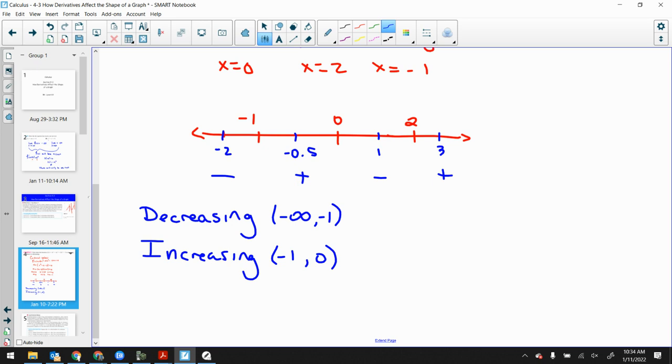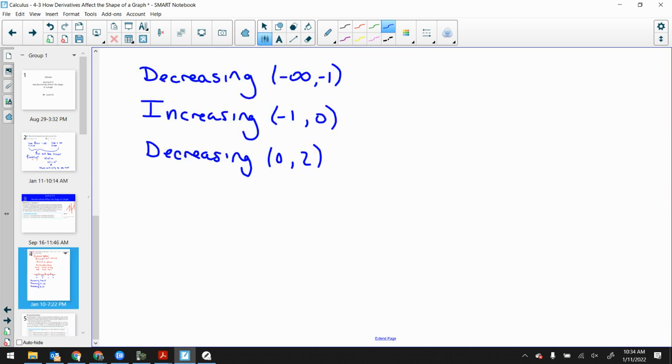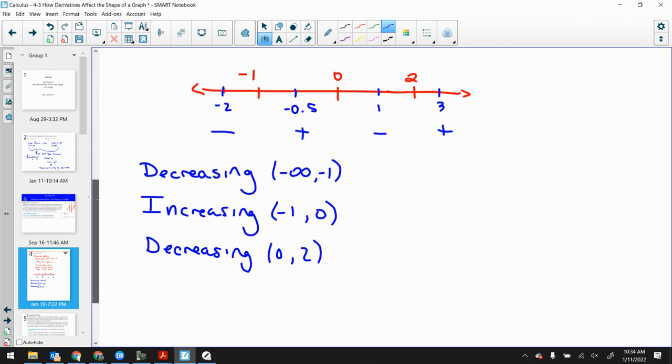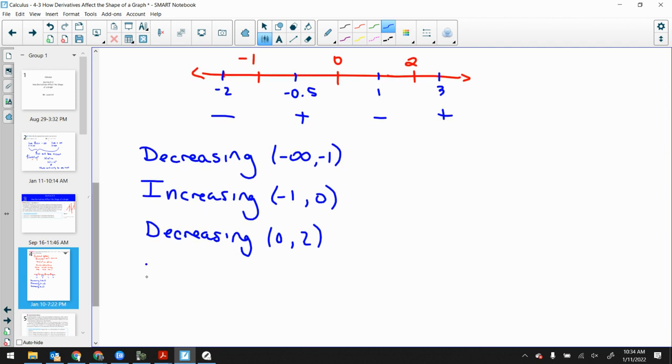And then it's decreasing from 0 to 2. It's a negative sign from 0 to 2. And then it's another positive sign from 2 onward. So it's increasing from 2 to infinity.